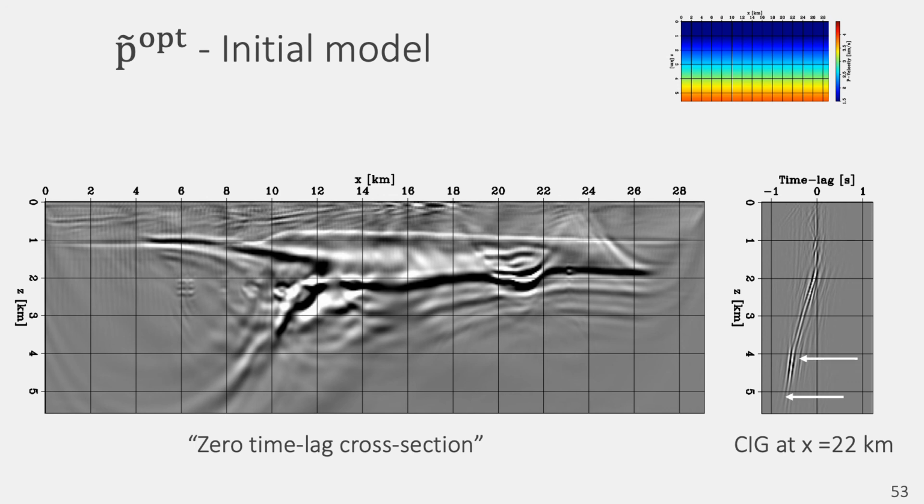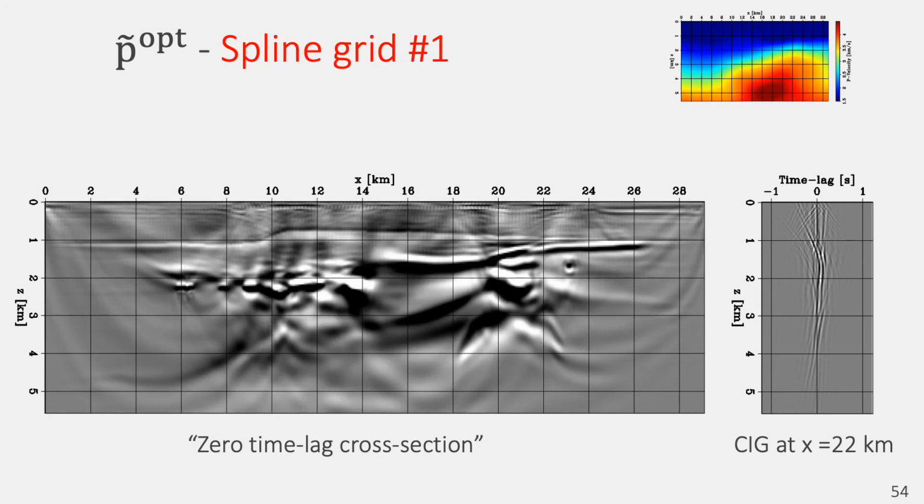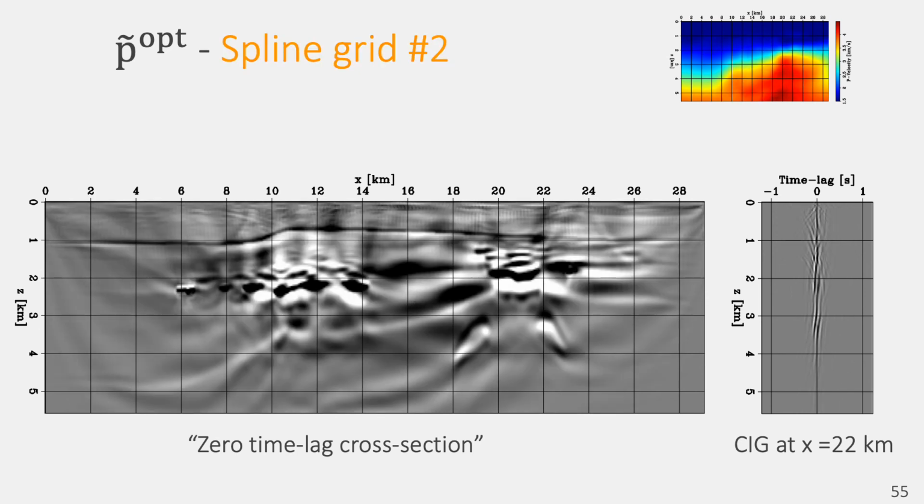Again here, observe how the energy is spread away from the physical axis on the common image gather on the right panel. In fact, some energy is even located close to negative 0.1 second lag. You will see that as the inverted model becomes increasingly accurate, the energy will first focus towards the physical axis and eventually vanish. And this is after spline 1, and this is for spline grid 2, and you can already see from the common image gather that the energy is well focused in the vicinity of the physical axis.